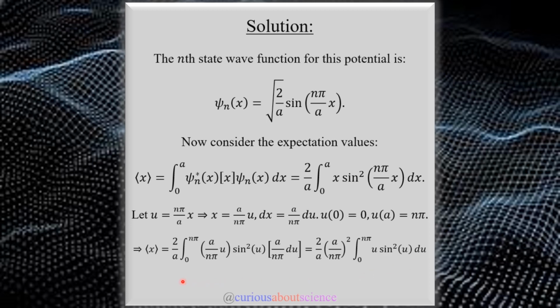Plug everything back in, we get a over n pi times u from this x substitution. And then sine squared goes to sine squared of u. We like that. Of course, we have some coefficients with the dx term. So collectively, we have a over n pi squared that we need to bring out front because they're all constants. Note the new limits from the u-sub. And we're left with a u sine squared u du integral to solve. Here, we see that we have a couple factors of a, so we'll go ahead and cancel those out. And we'll see next step why.